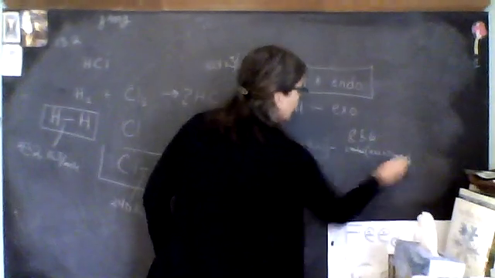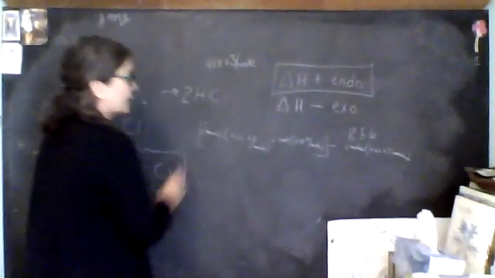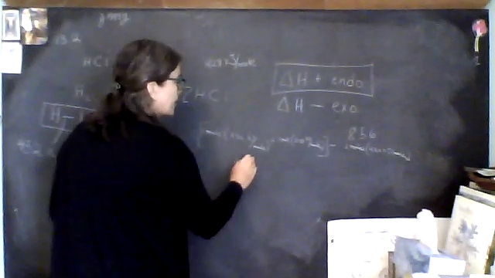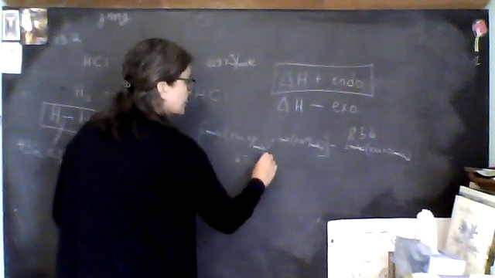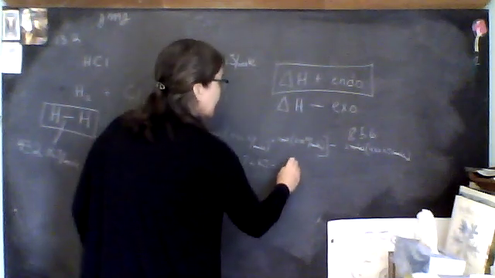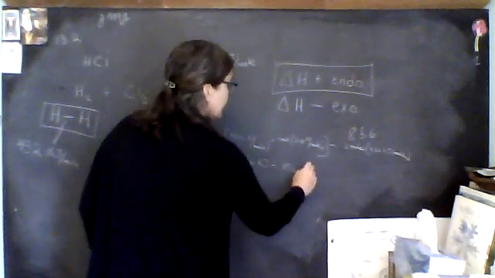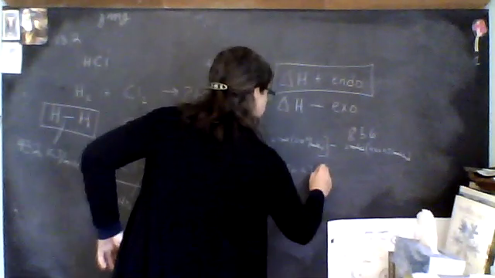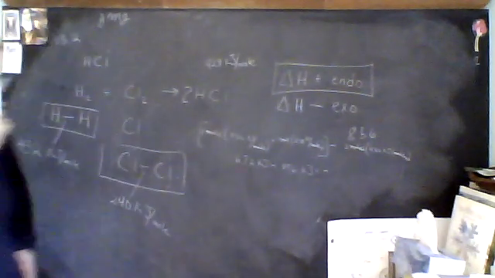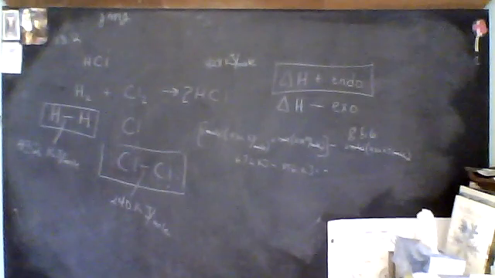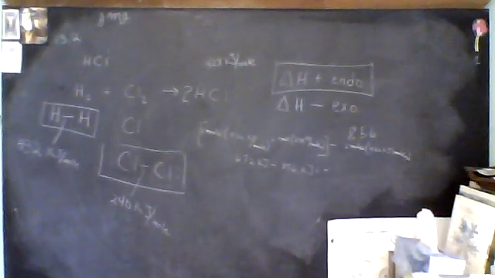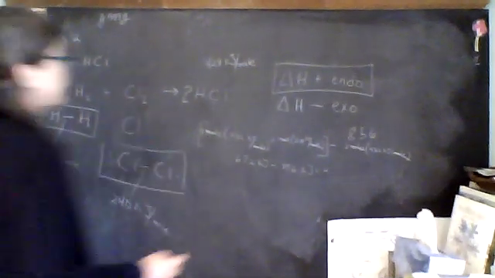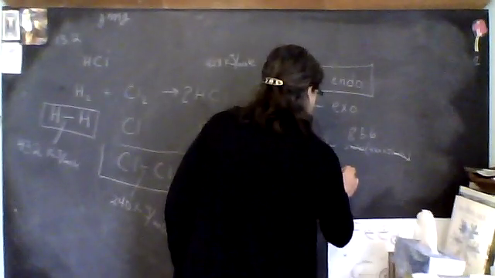So this also, we're just left with kilojoules, right? These moles will cancel out. So we have 672 kilojoules minus 856 kilojoules. So what does that give us? Negative 184. You are correct. It gives us negative 184 kilojoules.